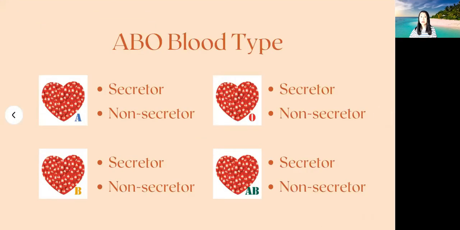So in the secretor system, there are two options. A person can be either a secretor or a non-secretor. This is completely independent of whether you are a blood type A, B, AB, or O. And this means that someone can be an A secretor or an A non-secretor, a B secretor or a B non-secretor, an O secretor or an O non-secretor, or an AB secretor or an AB non-secretor.